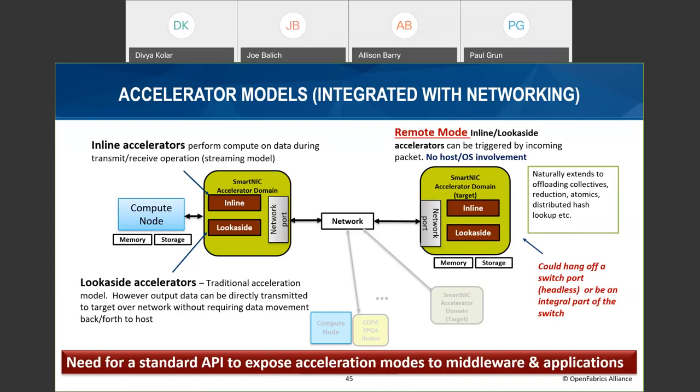But the bottom line is that everything looks fine and dandy, but what's the API for exposing these different types of accelerator modes to middleware and applications? And that's where the focus is going to be. So if you could please go to the next slide.